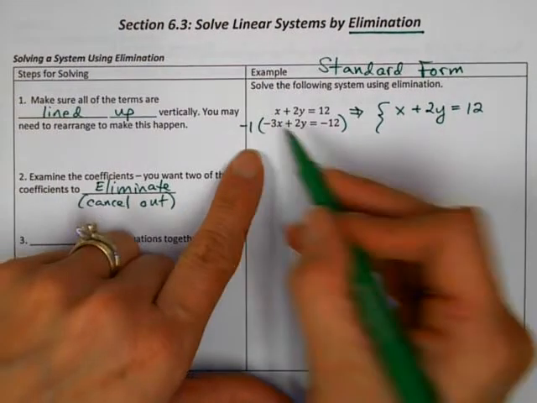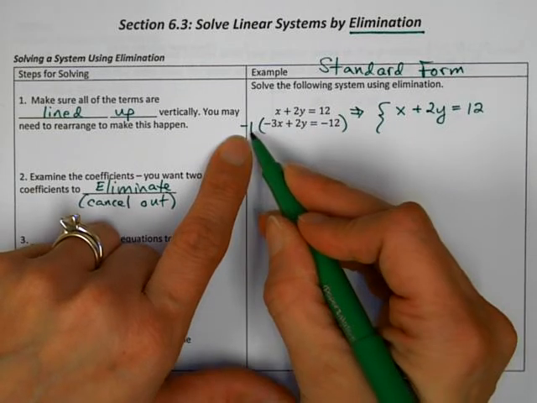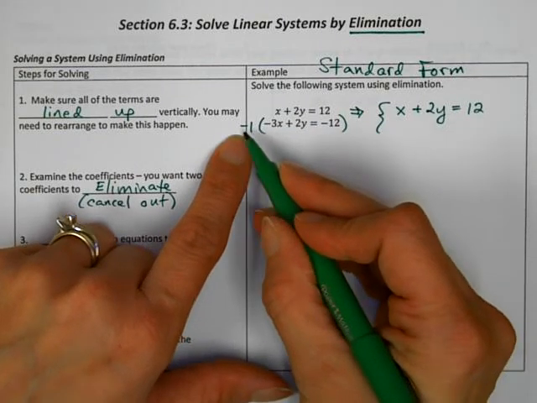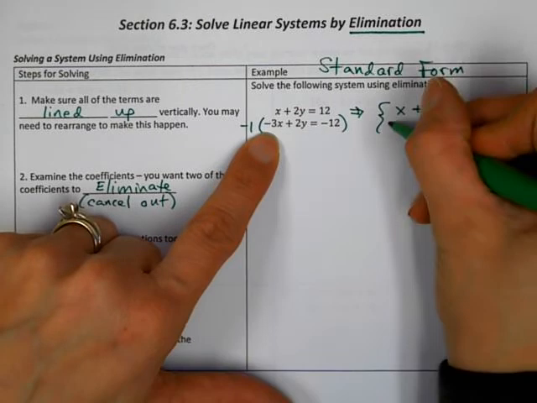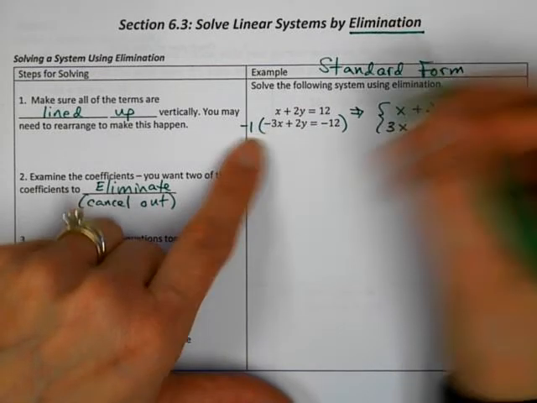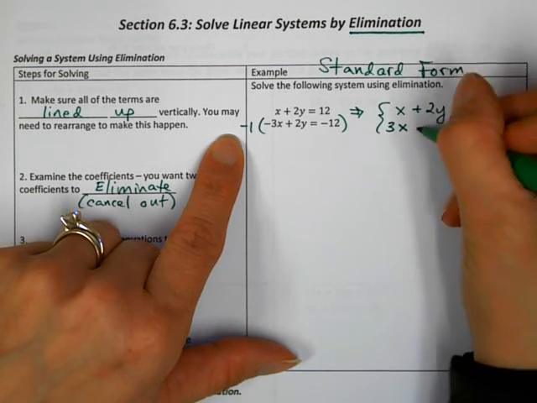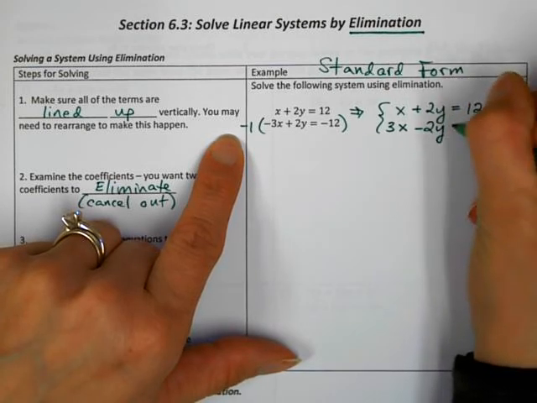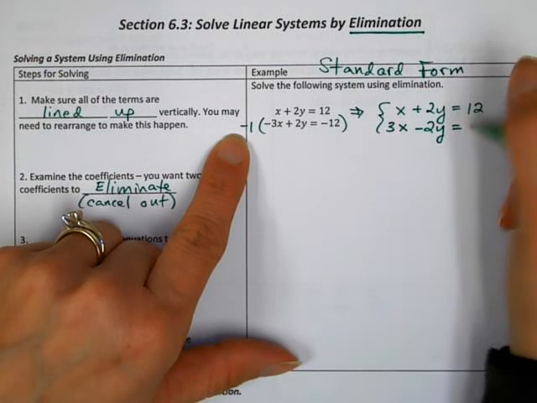Now the bottom equation, every single one of its terms is going to get multiplied by negative 1, so it's going to become the opposite. Negative times negative, that's going to be a positive 3x. A negative times a positive 2, that's going to be a negative 2y. They're all becoming the opposite. This is not going to be a negative 12, but a positive 12.